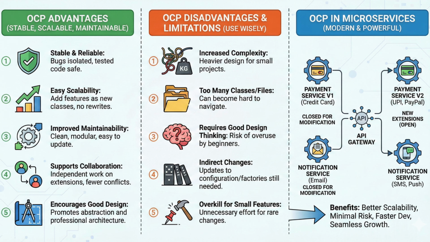Second, it may lead to too many classes in files. Every new feature is added as a new class instead of modifying an existing one. Over time, this can create a large number of classes, making the project harder to navigate if not structured properly. Third, OCP requires good design thinking and experience. Beginners may overuse it or apply it in the wrong places. If implemented without proper understanding, it can actually make the system confusing instead of improving it.